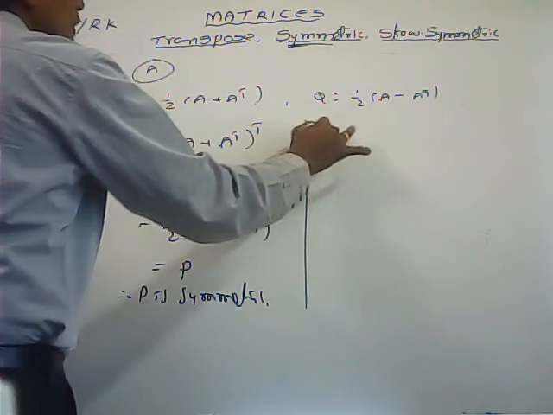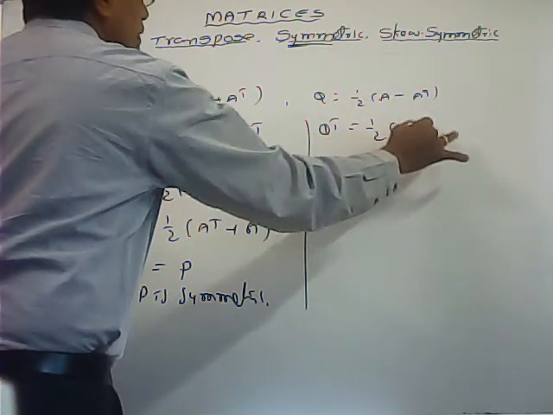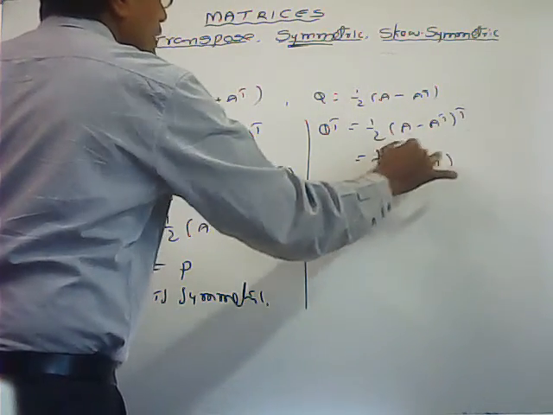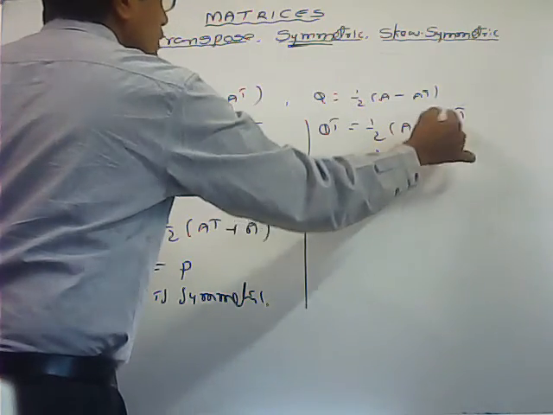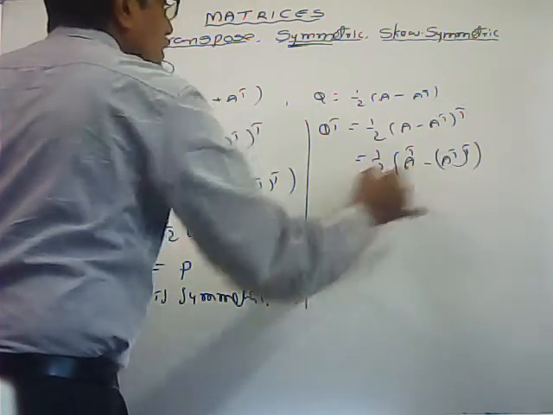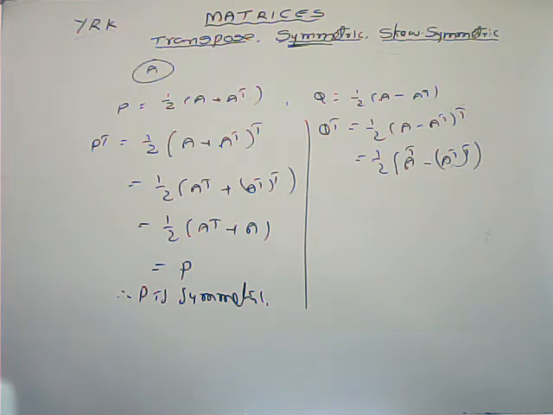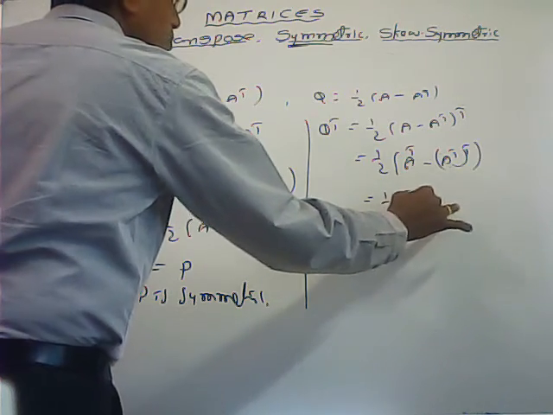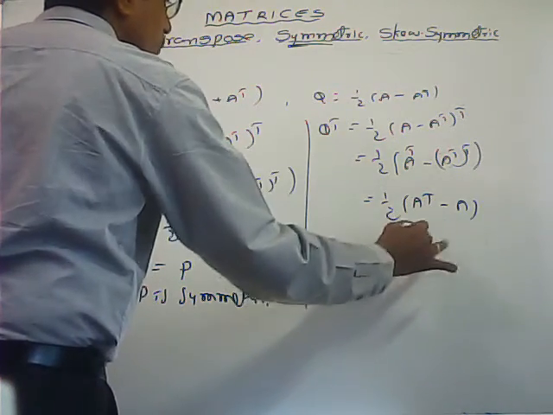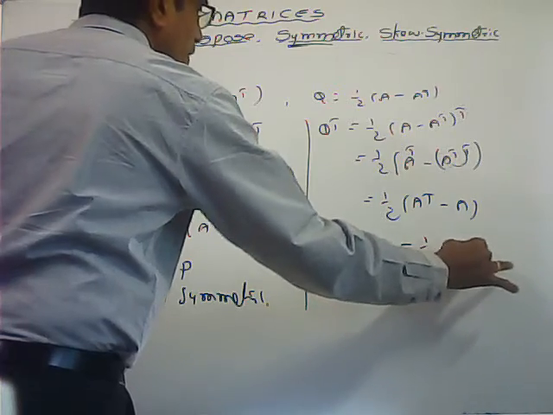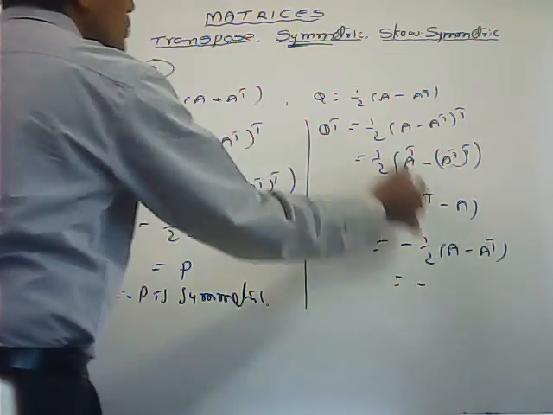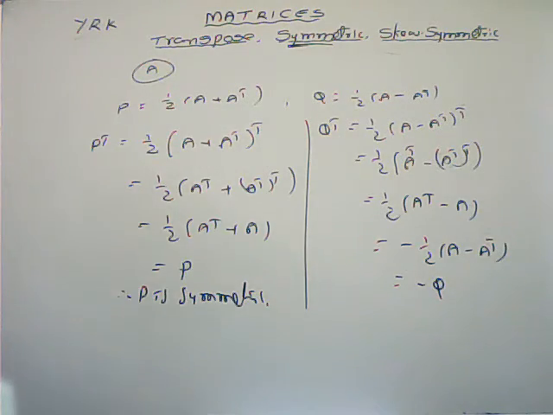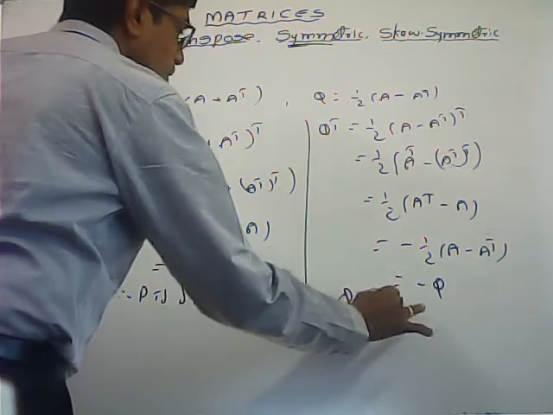Next, Q transpose is equal to half of A minus A transpose whole transpose, which is equal to half of A transpose minus A transpose whole transpose. A plus or minus B whole transpose we can write as A transpose plus or minus B transpose. That is equal to half of A transpose minus A. From these two terms, if I take minus as common, A minus A transpose, that is equal to minus A. What about this one, half of A minus A transpose? That is Q only. So Q transpose equals minus Q, we got. Therefore Q is a skew symmetric matrix.